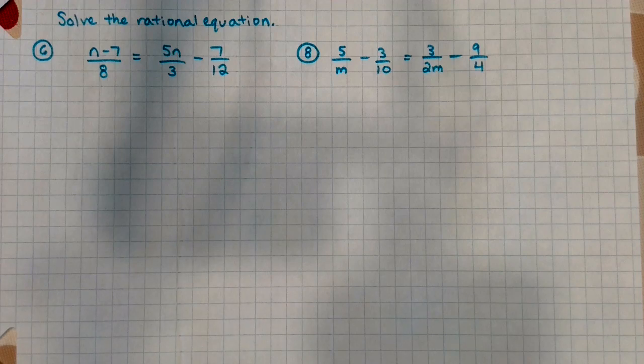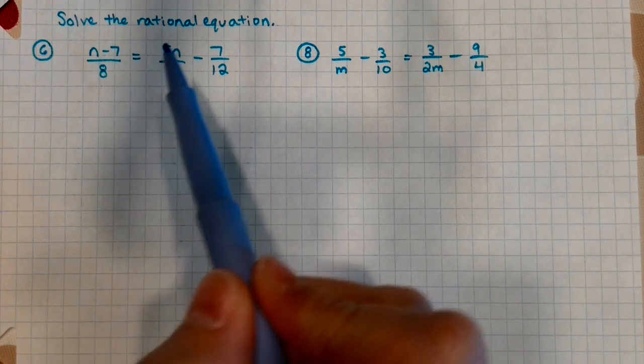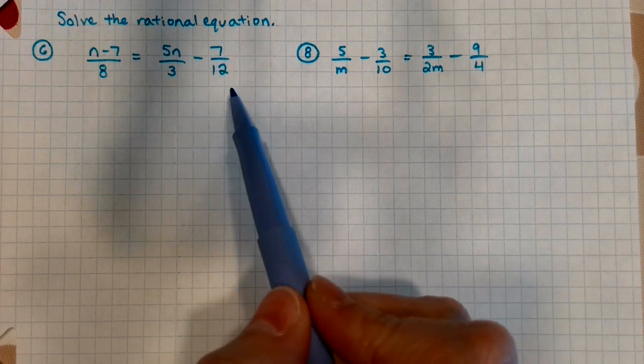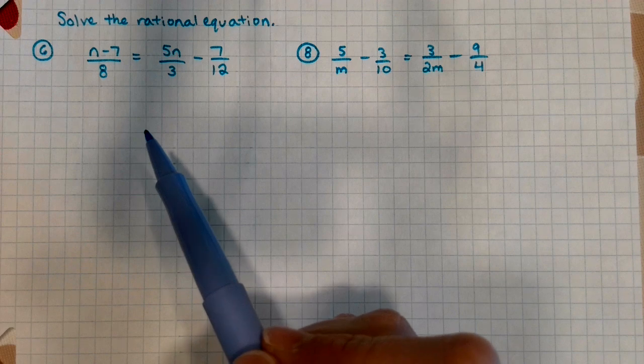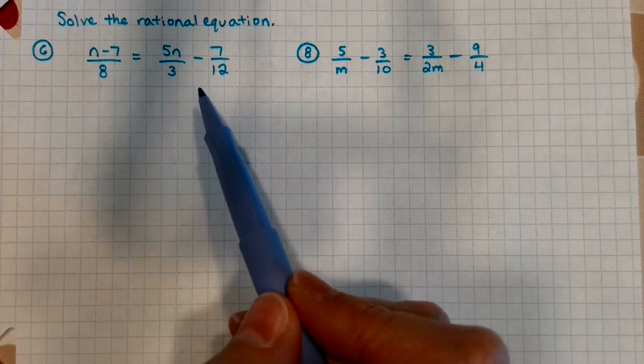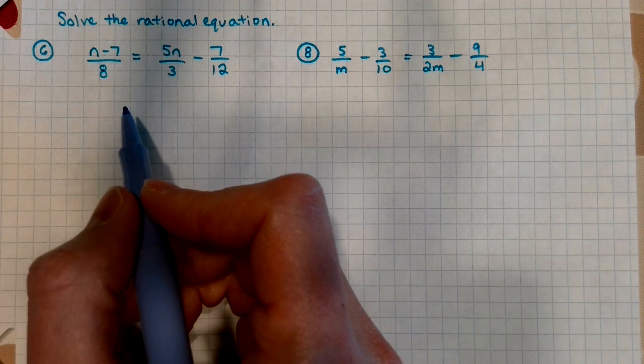Our first example of solving a rational equation is number 6 out of the textbook. We have the rational equation (n minus 7) over 8 equals 5n over 3 minus 7 over 12. Our first step is to figure out the least common denominator of all three of these rational expressions. The least common denominator in this case is going to be 24.